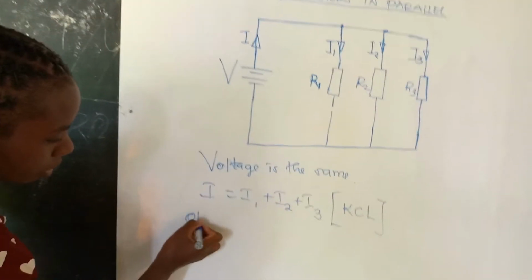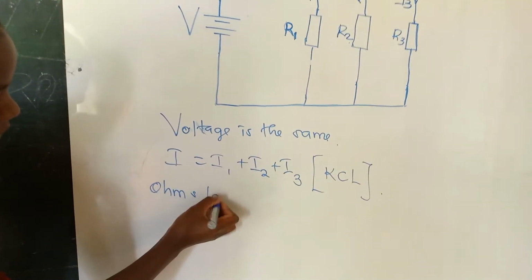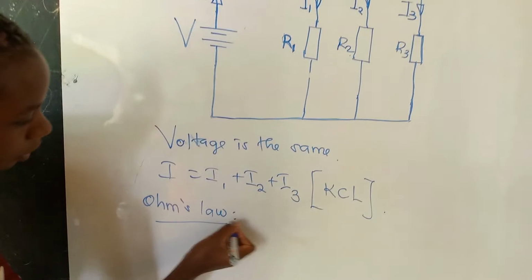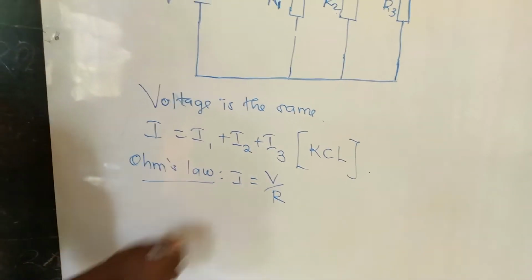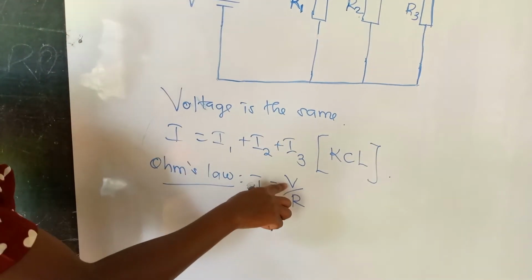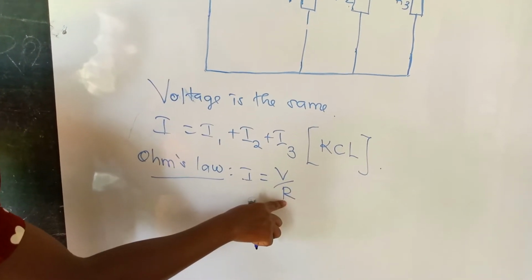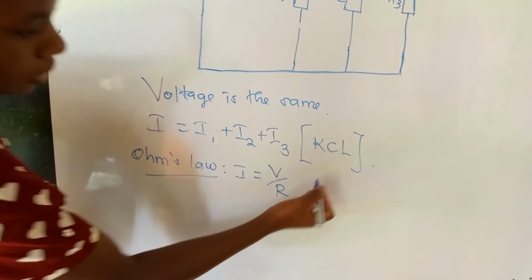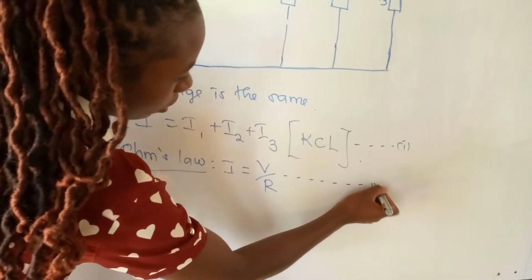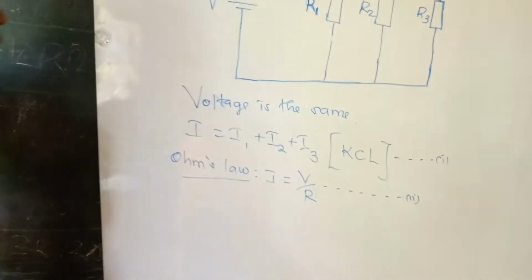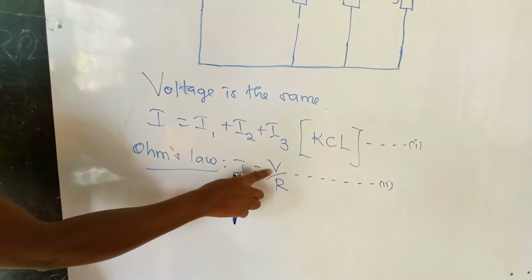Again, from Ohm's law, current is given as voltage over resistance. This is the circuit current, so it is the source voltage over the circuit resistance. Let us call this equation 1, and this equation here Roman 2. Now we have I, which is V over R.